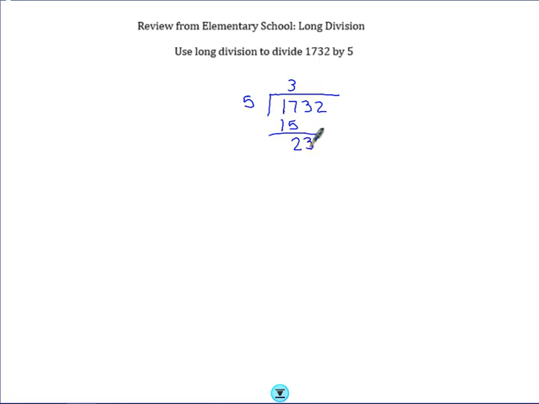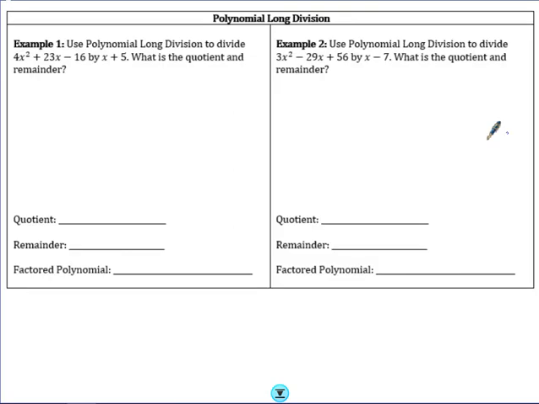5 goes into 23 4 times. 4 times 5 is 20. I subtract them and bring that number down. 5 goes into 32 6 times. 6 times 5 is 30. Subtract them, and so my remainder is 2. Alright, you remember that? We're going to do that same process, but we're going to do it with polynomials.